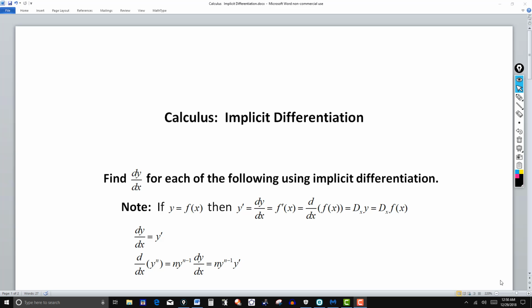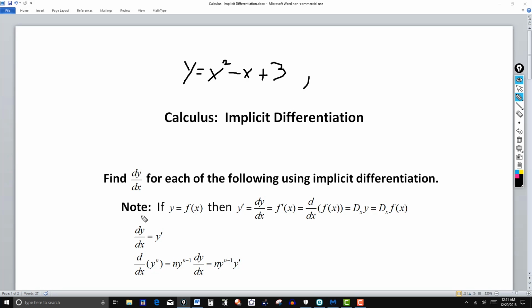In this video, we're going to look at implicit differentiation. Up to this point, you've been dealing with what is called explicit differentiation. And I guess the best way to explain that is, in explicit differentiation, your expression is solved for y. So you've got something like this, and you're asked to find the derivative.